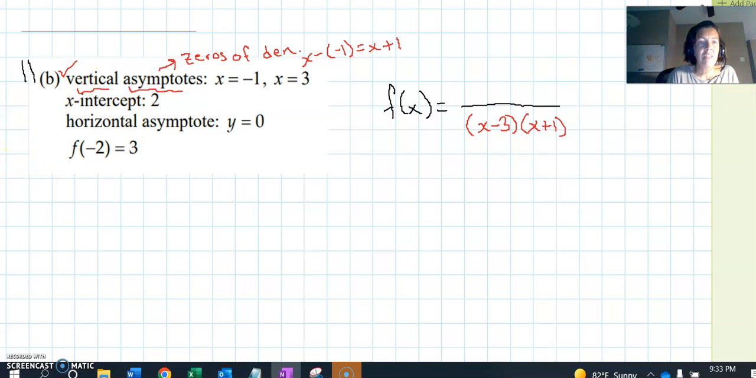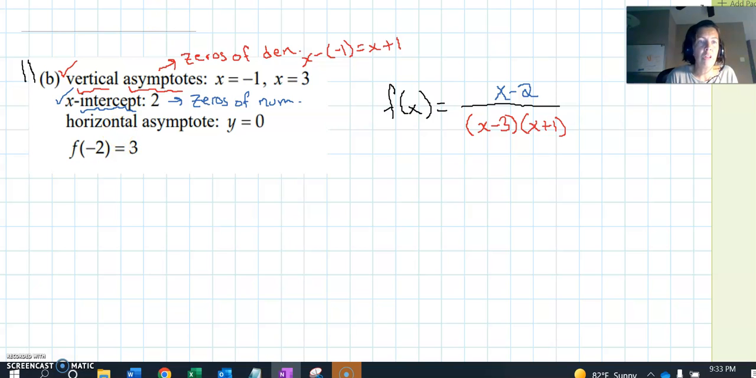Now the x-intercept, I'm going to use a different color. X-intercepts correspond to zeros of the numerator. So the fact that there's an x-intercept at 2 tells me that 2 is a zero of the numerator, and so x minus 2 must be a factor of the numerator. So once I put the x minus 2 there, then that characteristic is satisfied in this equation.